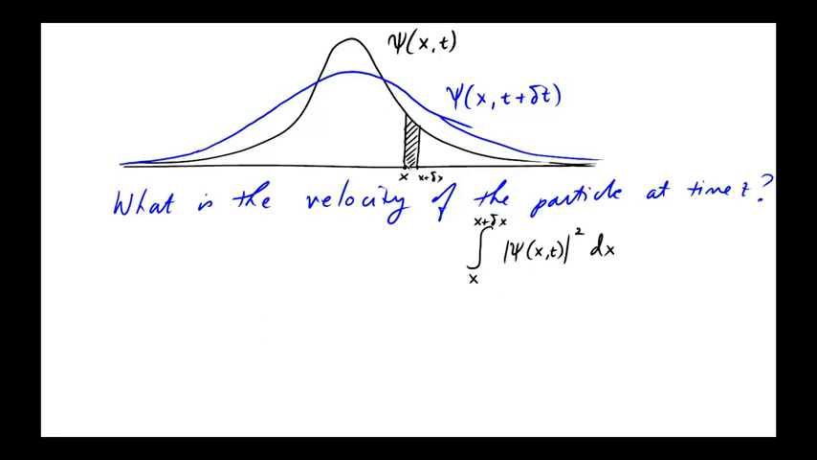Okay, so now, given that you know the chance of finding the particle at any given point, in the black curve and in the blue curve, which direction is this particle moving in?